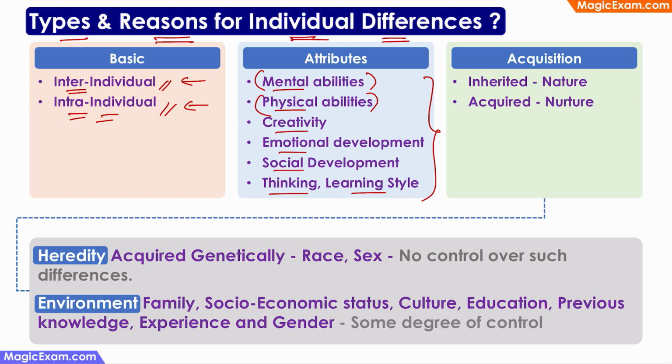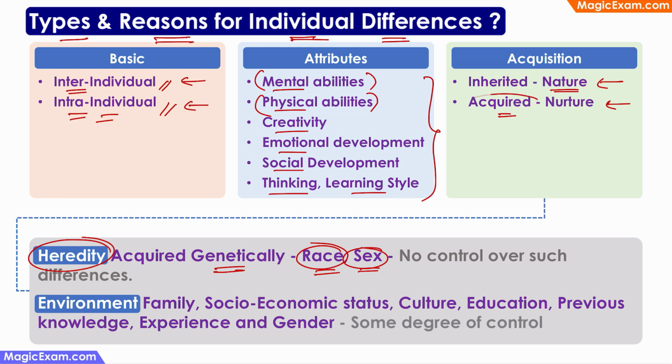And how do we get these individual differences? What are the reasons behind these individual differences? Some of them can be inherited. That is, we get it through nature. And some of them are acquired. That is, through nurture. So nature is nothing but heredity. That is, the differences that we acquire genetically, such as race and the sex of the child. For example, you don't have any control over whether the child is African or Indian or European. Therefore, you don't have any control over the race of a child, and you also don't have any control over the sex of the child.